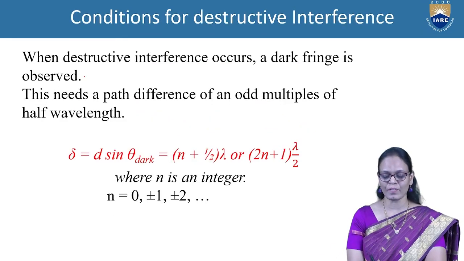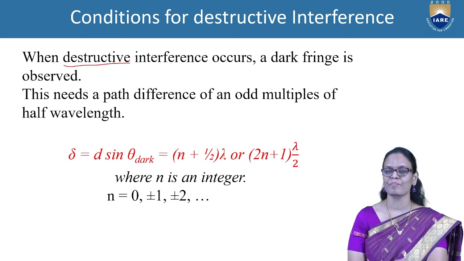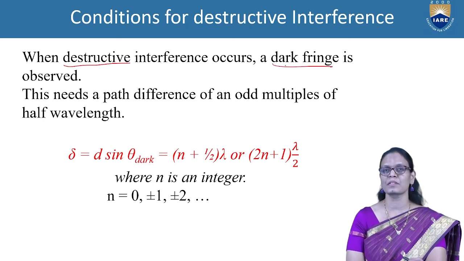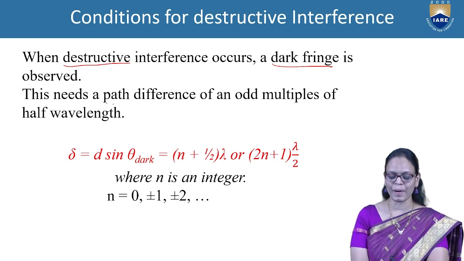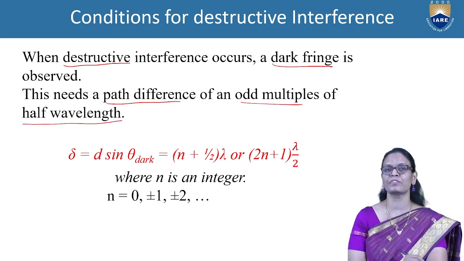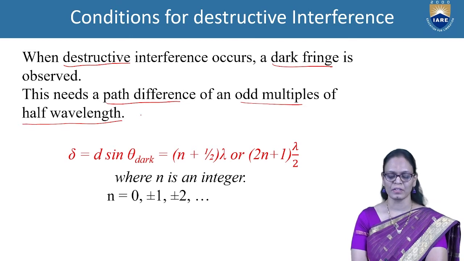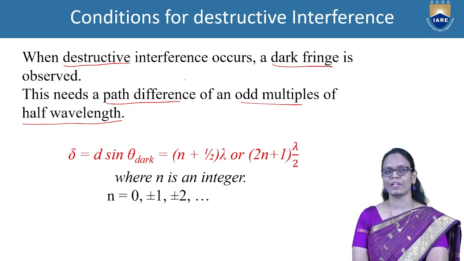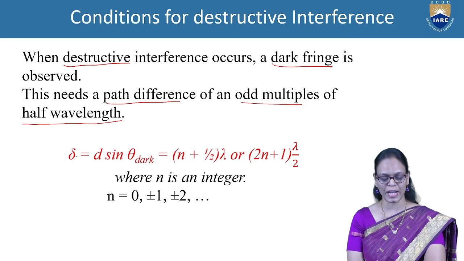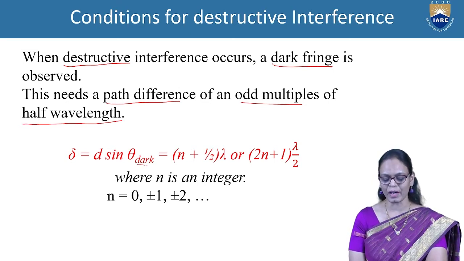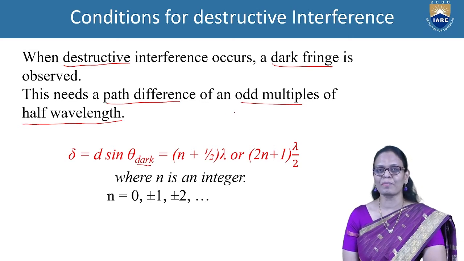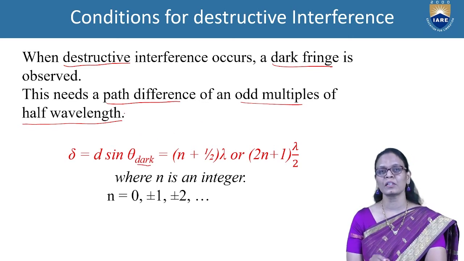Now, when destructive interference occurs, a dark fringe is observed. So when do we have destructive interference? When the path difference is an odd multiple of half the wavelength, then we get a dark fringe. So what is the condition we are going to write? Delta is equal to d sine theta. And it will be dark when it is a half multiple of the wavelength.